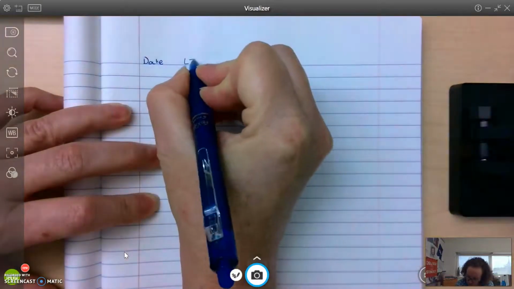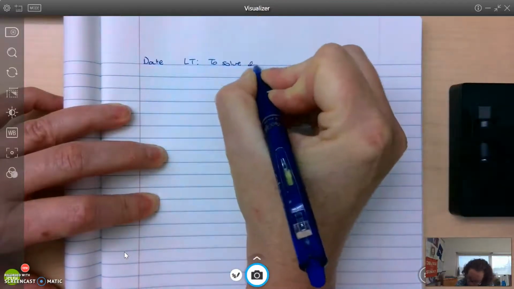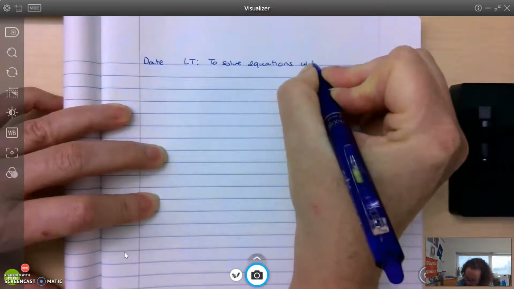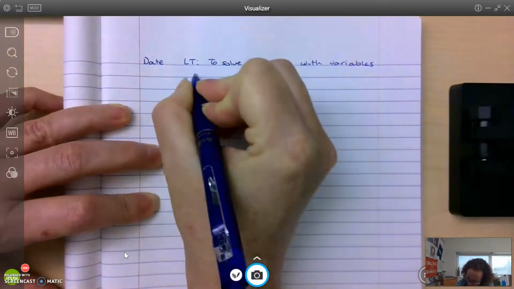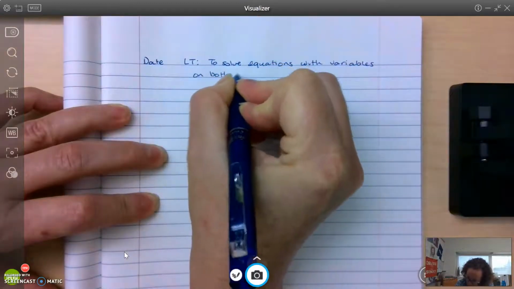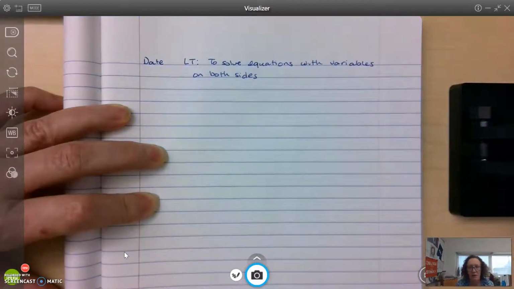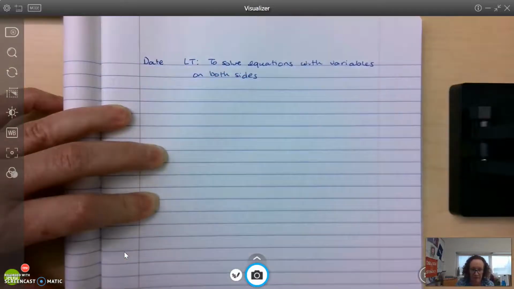Our learning target today is to solve equations with variables on both sides. I'll pause the video here to make sure that you have the date and the learning target written down.